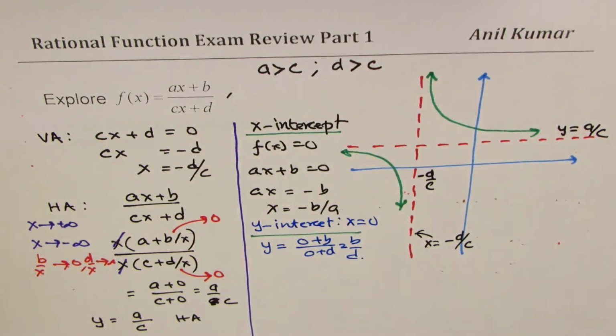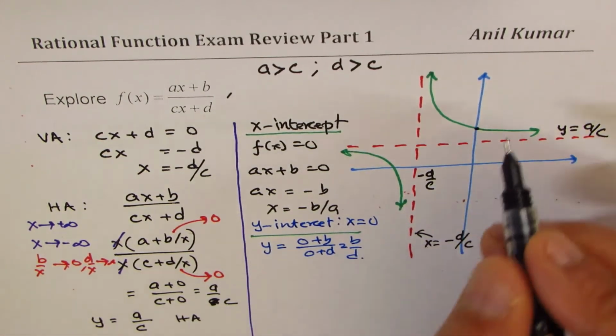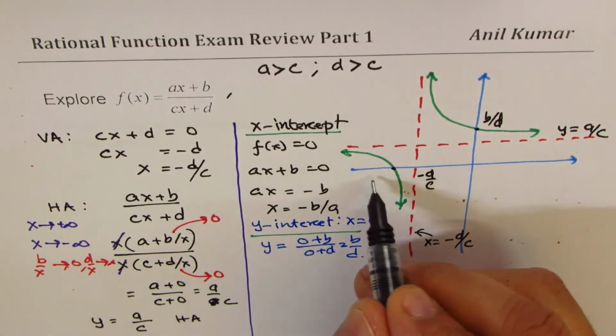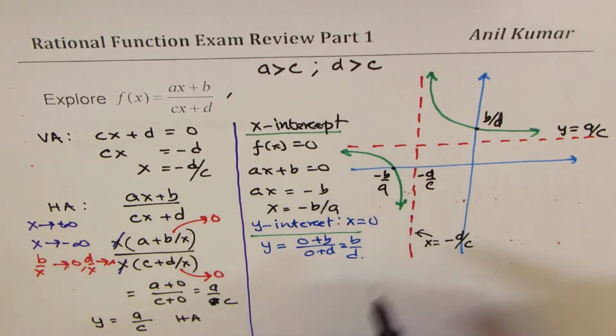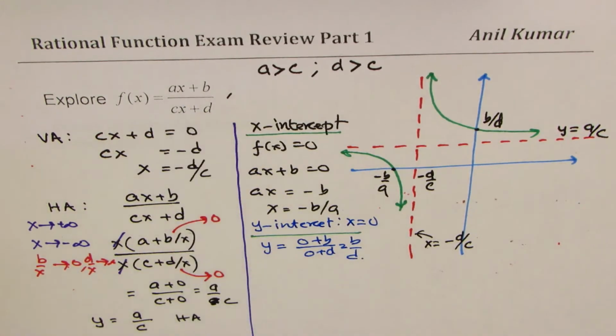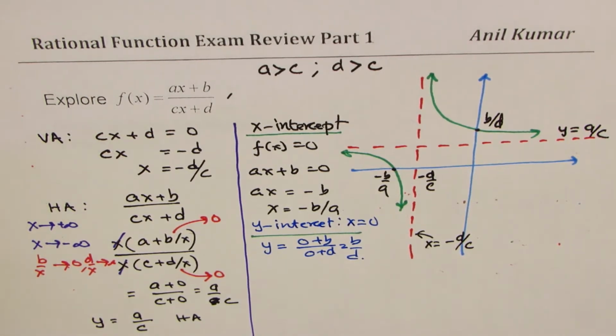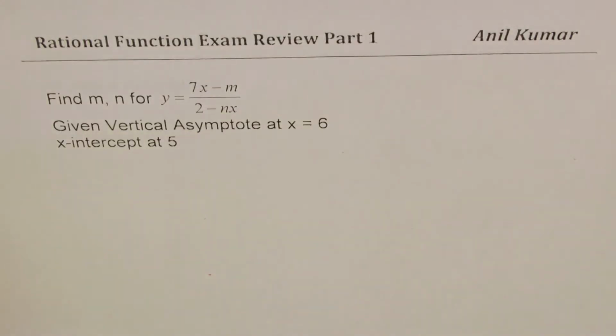So what I'm trying to say here is that the y-intercept, this value, is b over d, and the x-intercept, this value, is minus b over a, correct? So you get a graph like this. So I hope this function is absolutely clear to you. So we may have one vertical asymptote and one horizontal asymptote for this condition, right? And by finding the x and y intercepts, we can easily sketch any of these graphs, right? So let's move on and take an example.